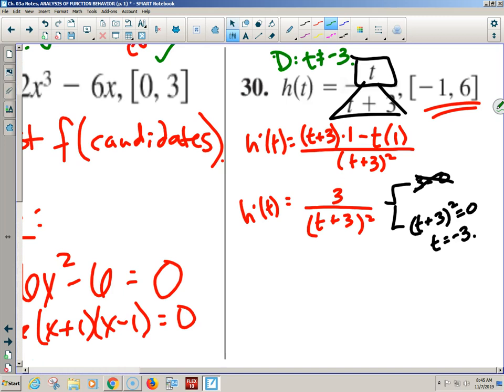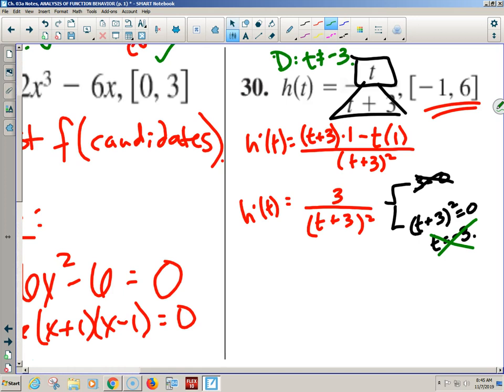So technically, is this a critical number? No. Oh, wait, it's a discontinuity! If the function is continuous on a closed interval, this one's not continuous. Wait. Is it continuous on this closed interval? Yes, because this is outside of it.